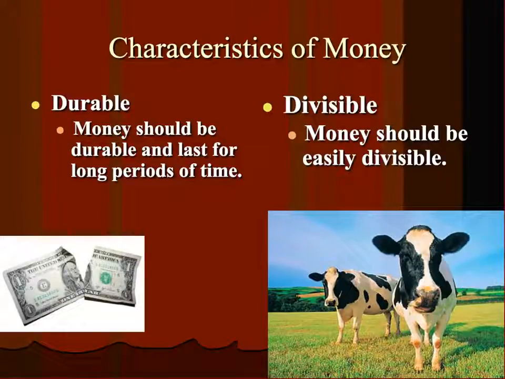Has to be easily divisible. A dollar you can break into quarters and pennies and dimes. $50 is easy to break, so it can make change very easily. Again, you go into the McDonald's drive-thru and say, okay, I want a hamburger, and they say, all right, that's worth 1 leg of a cow. Well, you're going to have a 3-legged cow walking home. So money should be easily divisible.